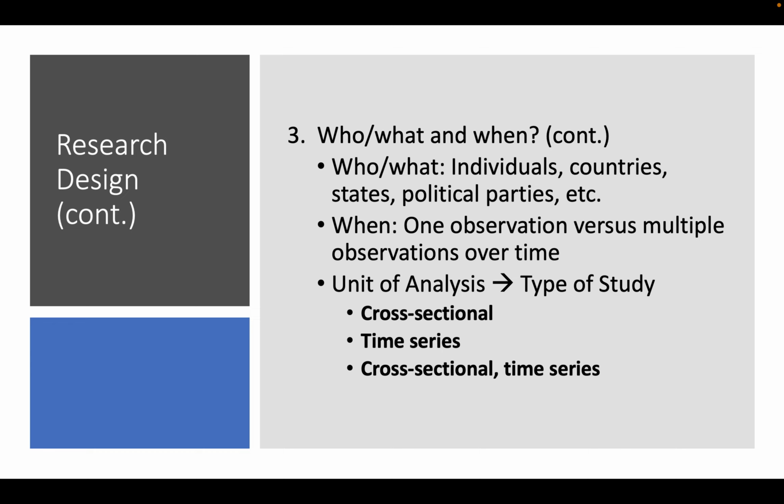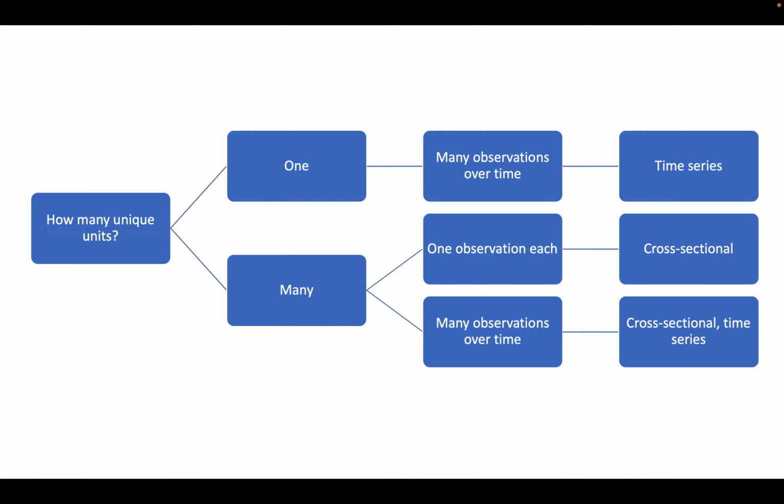Now, as far as unit of analysis goes, there are three different types of study based upon our understanding of what the units are. Cross-sectional, time series, and cross-sectional combined with time series. So let me explain. If we look at the flow chart, we flow from left to right, and we ask ourselves first, how many unique units do we have? If we have just one unit, and yet many observations over time based on that one unit, then we have what is called a time series design.